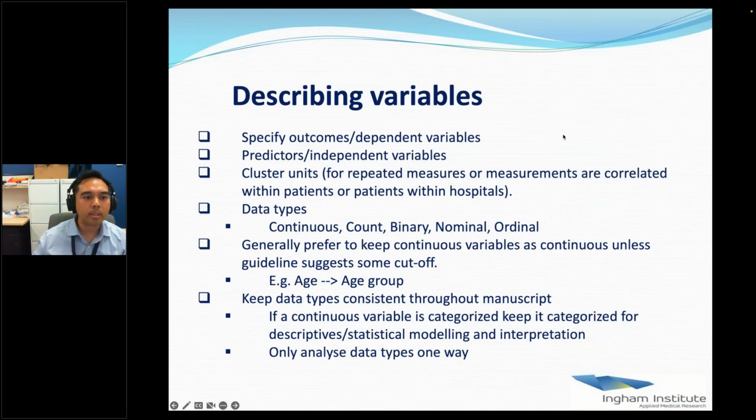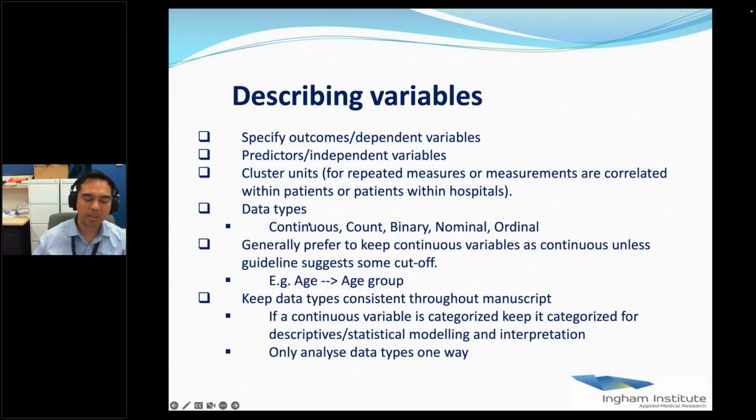The next thing is about how you go about describing your variables. Most people tend to do this pretty well. So just make sure you specify explicitly what your outcomes or dependent variables are, and mention what your predictors and independent variables are. If you are running some sort of repeated measures, or data which are correlated within patients, or you have patients within hospitals that are clustered in some way, I would mention the level of clustering.